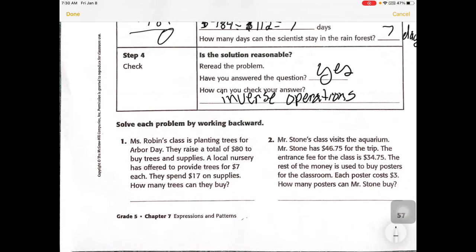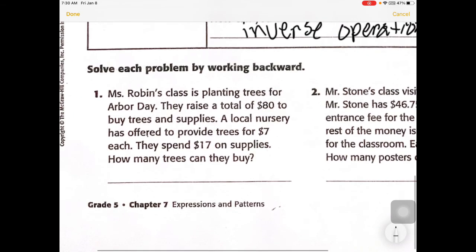Solve each problem by working backward. Mrs. Robinson's class is planting trees for Arbor Day. They raised a total of $80 to buy trees and supplies. A local nursery has offered to provide the trees for $7 each. They spend $17 on supplies. How many trees can they buy? Okay, so they have $80. We need to work backwards for trees and supplies.